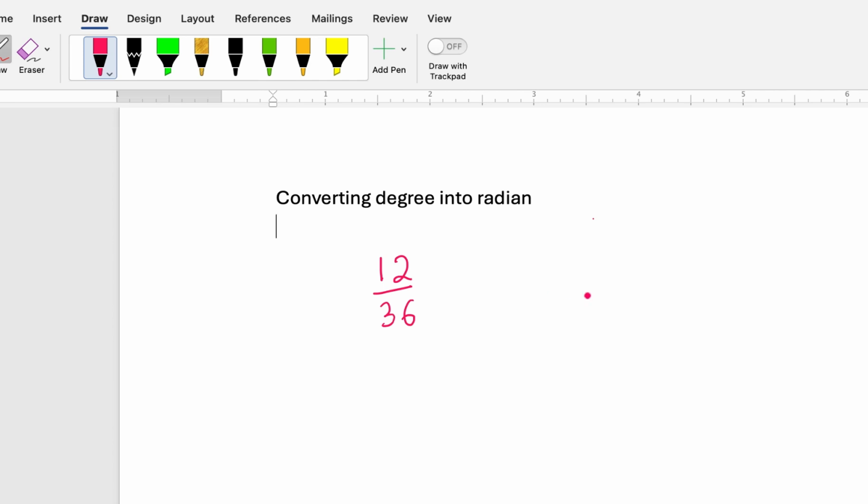Hello everyone. Today we are learning how to convert degrees into radians. Before I go ahead and do that, I also want to go over how to reduce fractions. So let's say, for example, we have 12 over 36 as a fraction. So this is the same as 12 times 1 over 36.